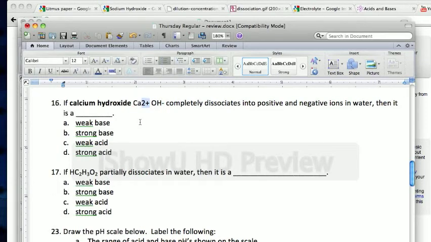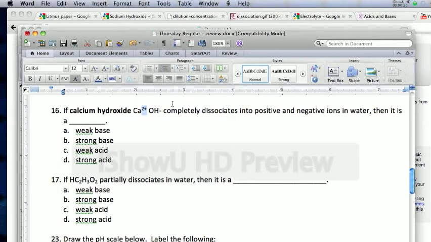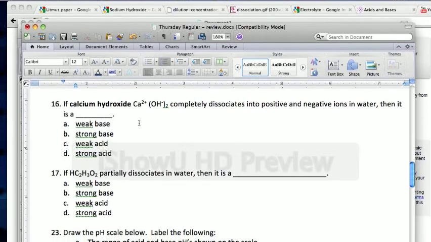We know calcium has a positive 2 charge from its position in the periodic table, and we know hydroxide has a negative 1 charge. Now, since hydroxide has a negative 1 charge and calcium has a positive 2 charge, for this to be balanced, we need to have parentheses around that and then a subscript of 2. So that's calcium hydroxide. So is that a base or an acid? If you said base, you're correct.